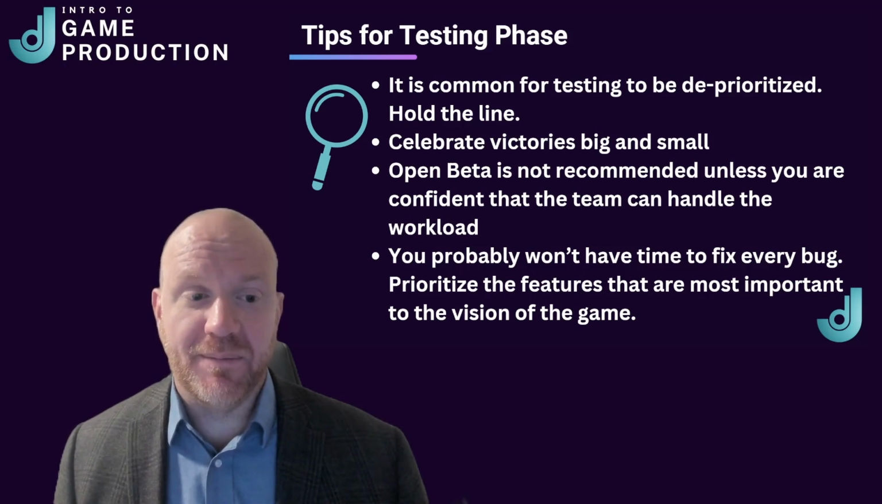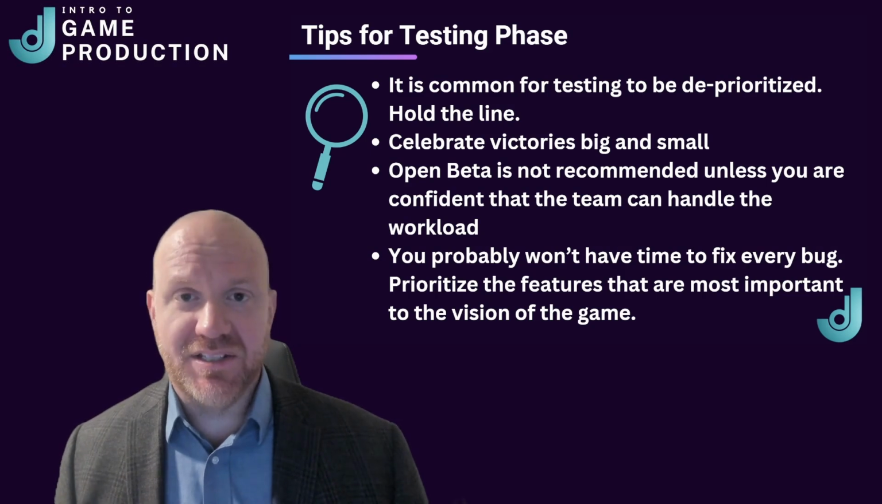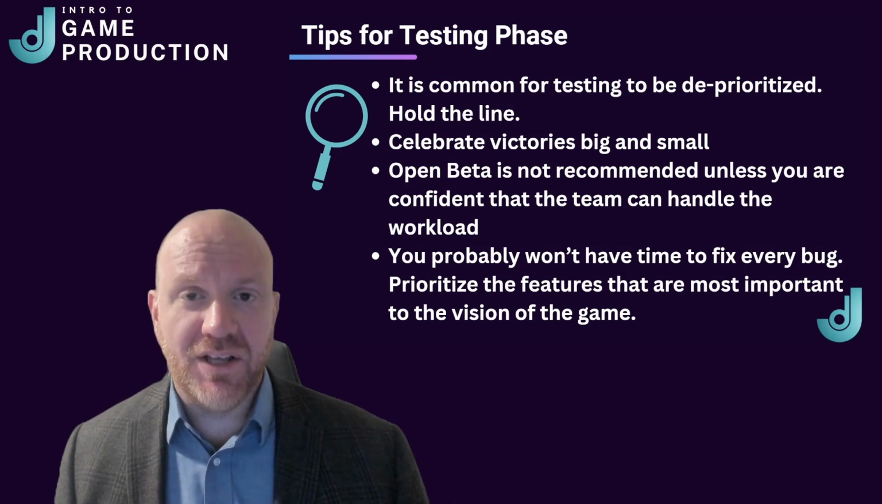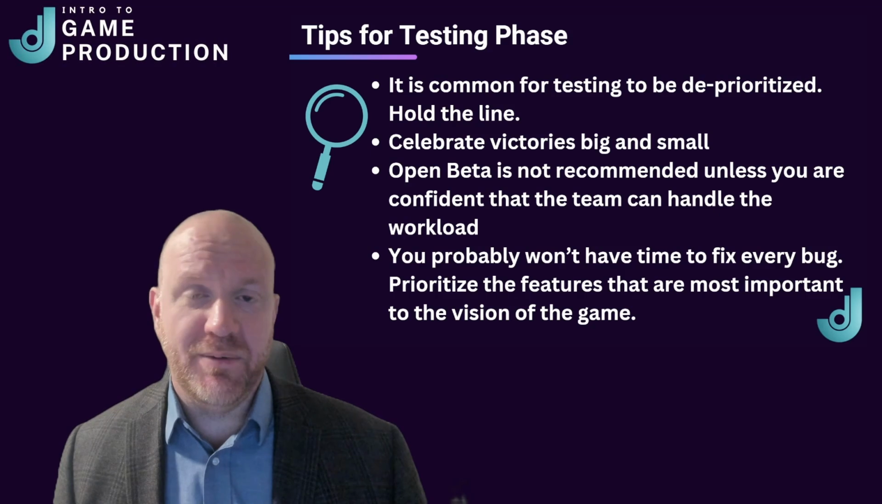When deciding on an open or closed beta, open beta testing is typically not recommended unless you're confident that the team can handle the increased workload. Having an open beta means a lot more bugs are going to be coming in. In a lot of cases, you're going to be receiving duplicates of the same bugs over and over again, and the QA team can get bogged down just filtering through the bugs to figure out which ones are valid.